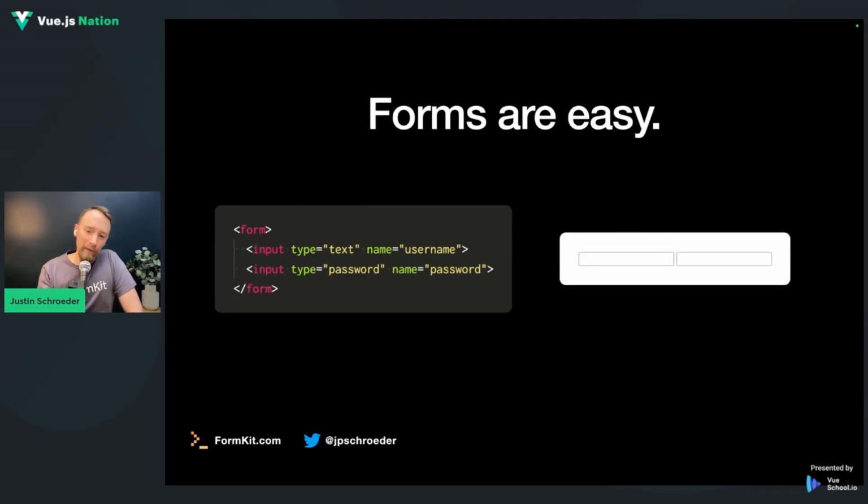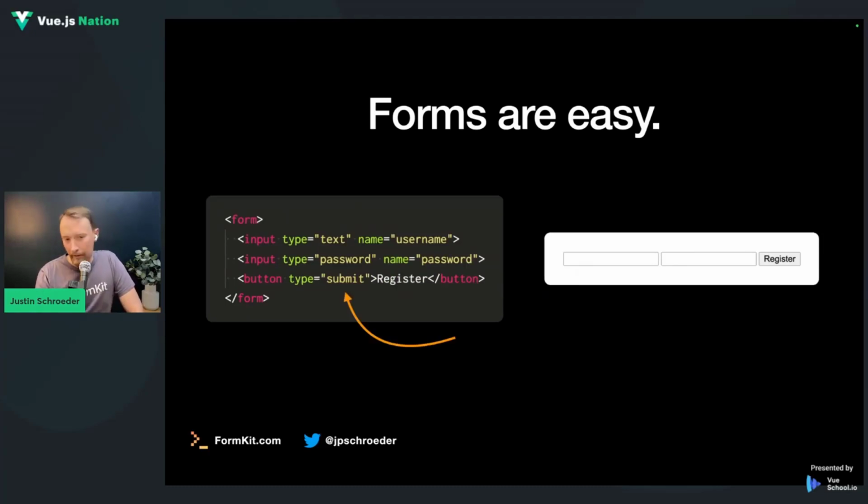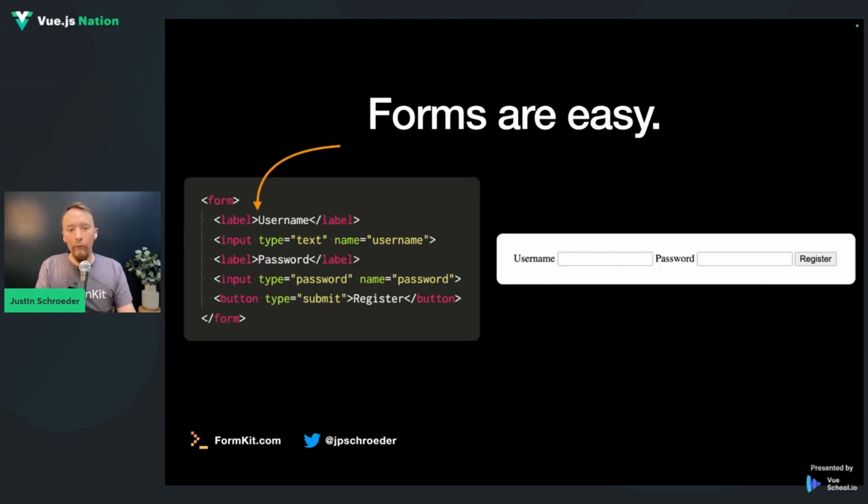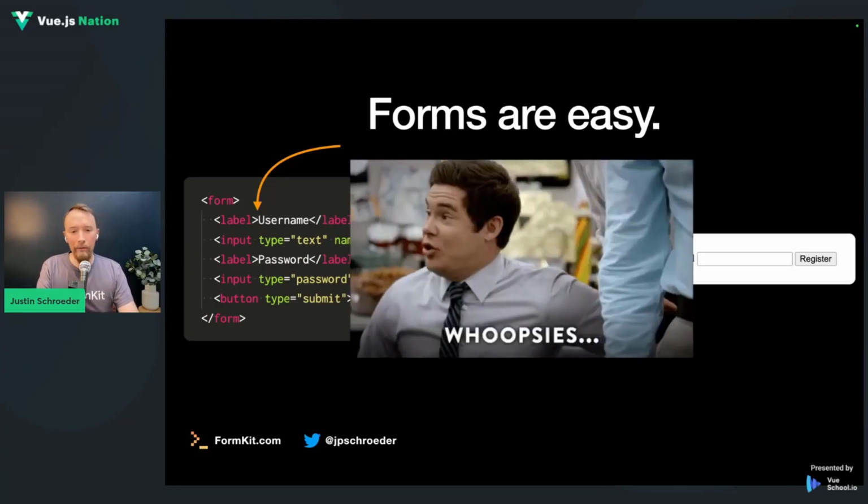Now, okay, to be fair, we could probably do a little bit better. Why don't we go ahead and add a button? Somebody's going to want to actually submit this form. So here we've got a button, type is submit, and now we have a form that we can actually submit by clicking a button. Pretty good, right? Nothing too complicated here. But really, we should probably add labels on there. It's hard to know what you're supposed to type into an input if you don't have a label on there. So now we've got a label username and a label password.